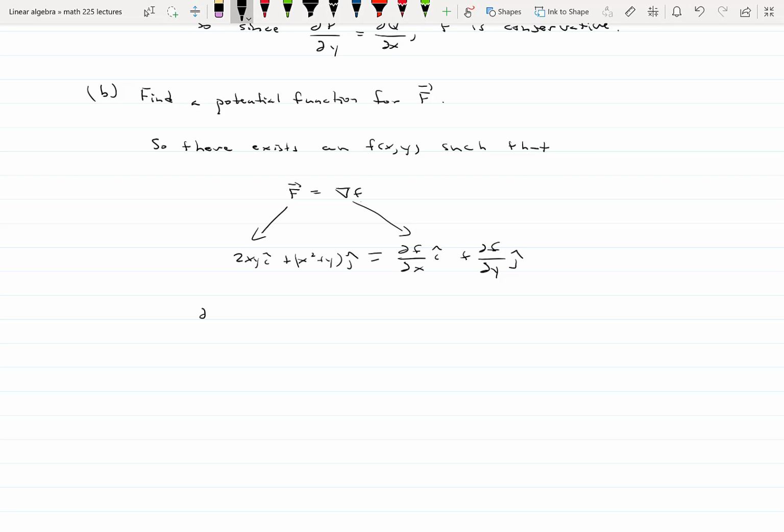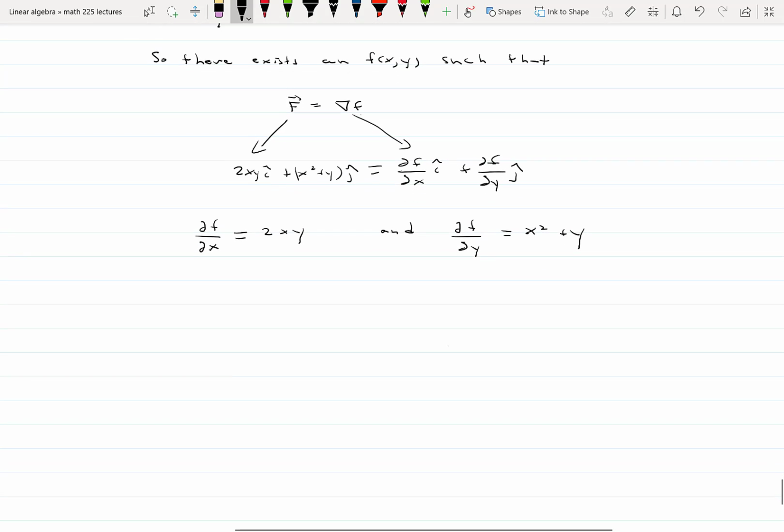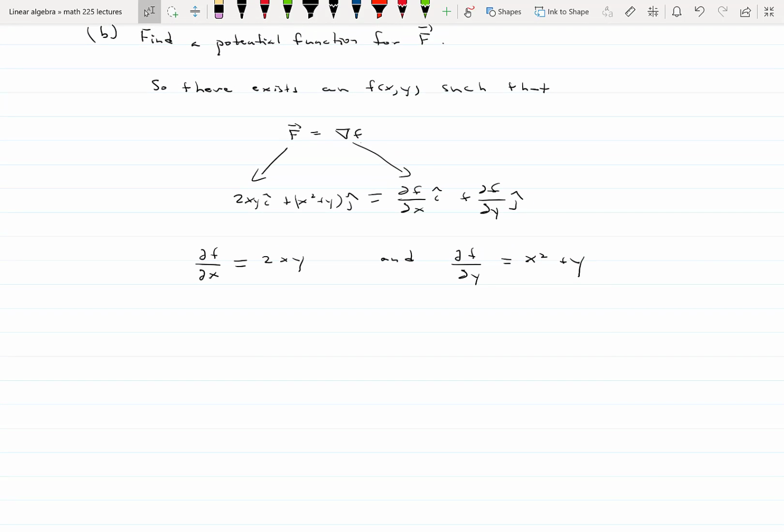That says that the partial of f, my potential function, with respect to x equals the x component of my forcing function, and the partial of f with respect to y equals the y component. We're going to use both of these partial derivatives to reconstruct the potential function. So I'm going to take the first partial, the one with respect to x, and integrate both sides with respect to x.